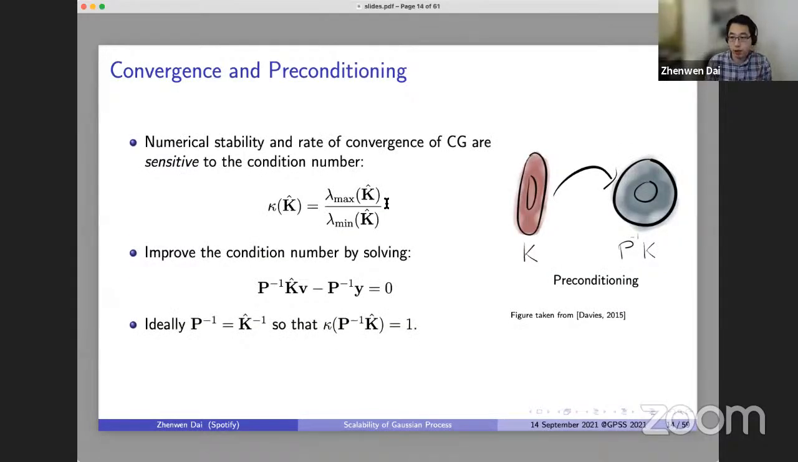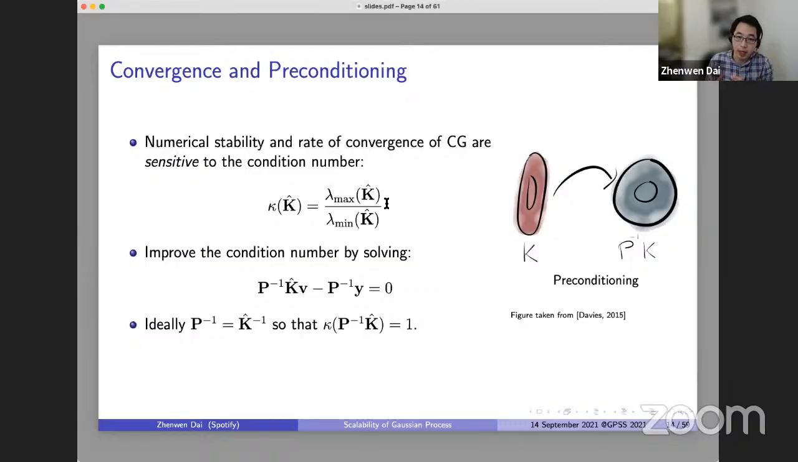But then, of course, you would imagine the problem is how many steps we take, like if we take, say, 10 iterations, how good are we? There are actually quite extensive studies about these scenarios. The outcome is that the numerical stability and the rate of convergence of a conjugate gradient method are sensitive to the properties of the covariance matrix.